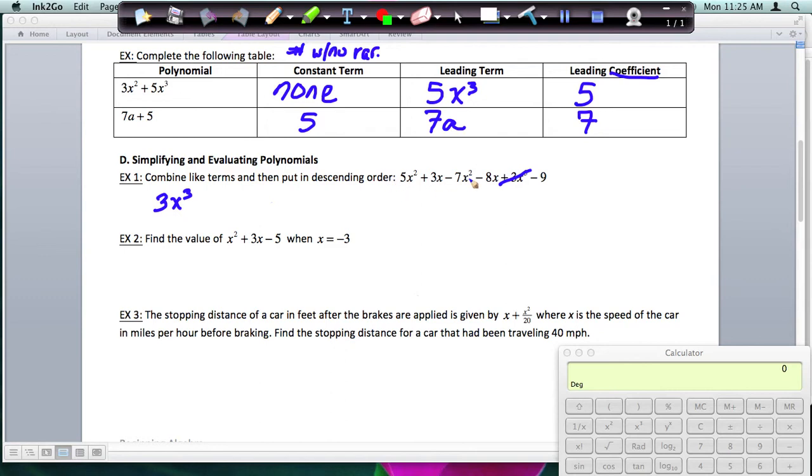Next, after x cubed, we should have x squared, and I have 5x squared and then a negative 7x squared. So when I combine those two, 5 minus 7 is negative 2x squared.